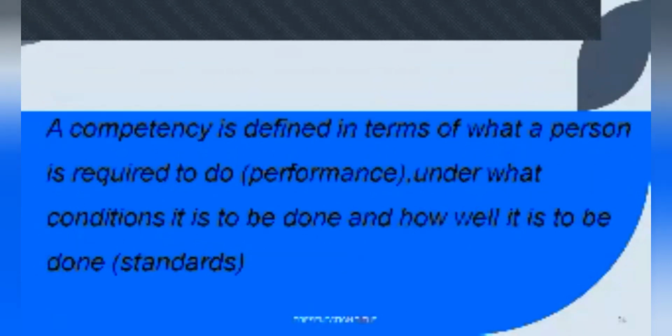Competency is defined in terms of what a person is required to do. That is performance. Under what conditions it is to be done and how well it is to be done. That is going to set the standard of competence. For NCERT, it is taken more broadly as how well a candidate can demonstrate learning outcomes related to a set of content defined by the board. The consequence is that the NCERT curriculum has to be matched to the relevant CBSE syllabus content to define what can be assessed.